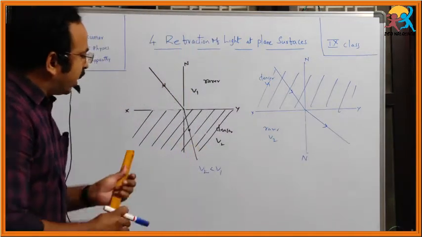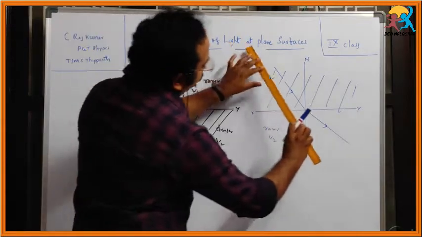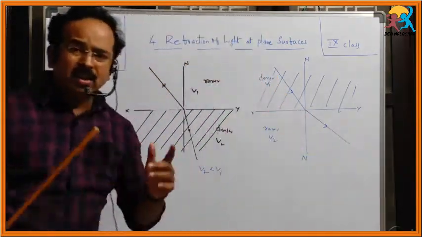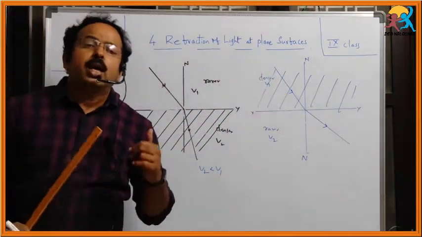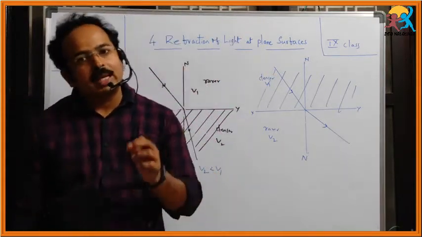So why is there a change in the direction of light? Instead of going in this direction, it is going like this. Why this change in the direction of light? Because there is a change in the speed of light when light goes from one medium to another medium.